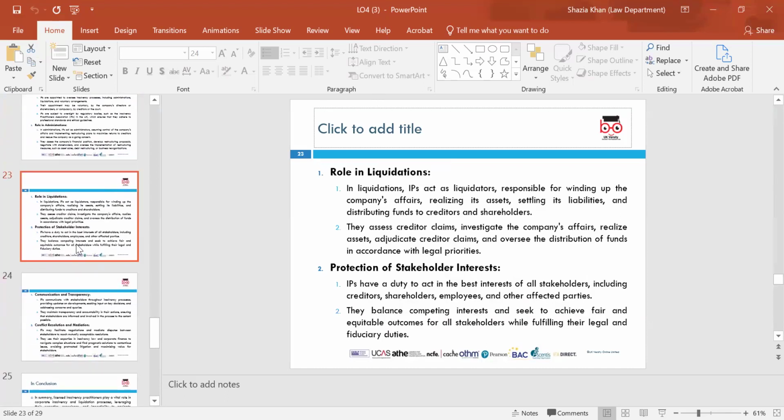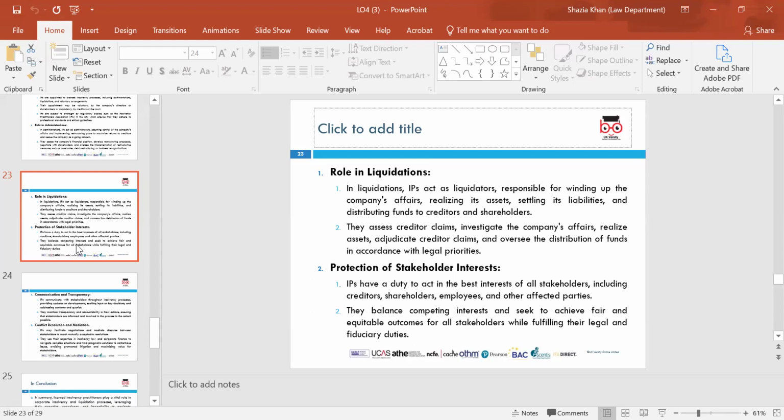Their role in liquidation is to act as a liquidator responsible for winding up the company's affairs, realizing its assets, settling its liabilities, and distributing funds to creditors and shareholders. They assess creditor claims, investigate the company's affairs, realize assets, adjudicate creditor claims, and oversee the distribution of funds in accordance with legal priorities.